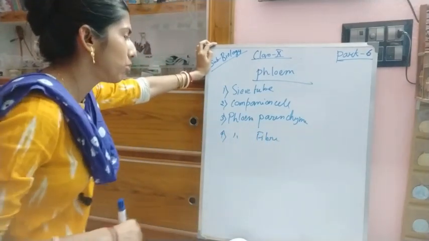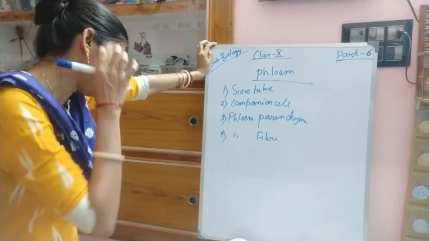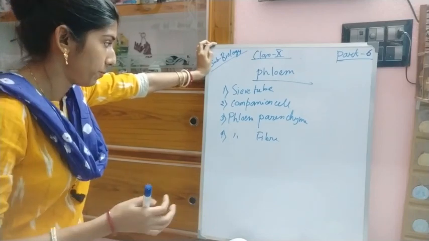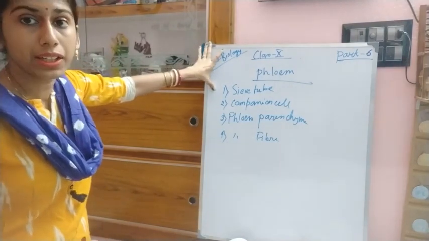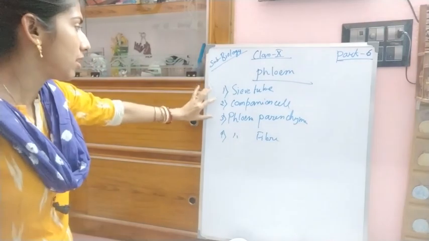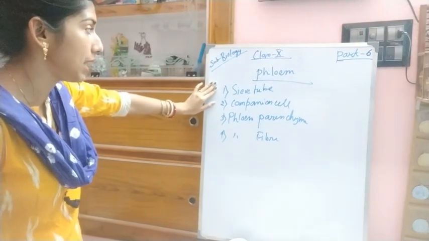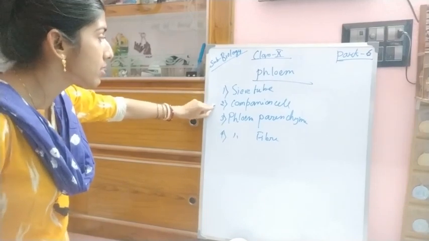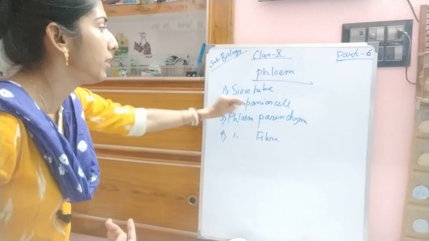These are the main 4 parts of phloem, that is sieve tubes, companion cell, phloem parenchyma and phloem fiber. So these sieve tubes are mainly helping in transportation of food. Now we'll see the structure and what is the companion cell. Sieve tubes are not having any type of nucleus. Companion cells are helping in metabolic activity of the sieve tube because these are having nucleus.